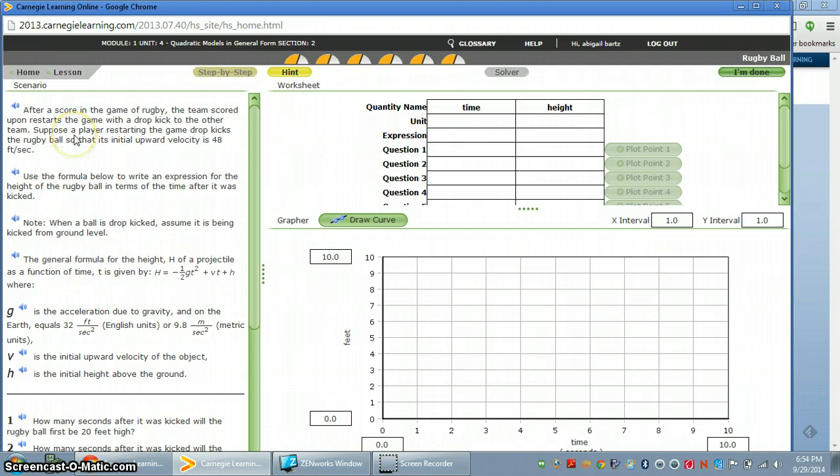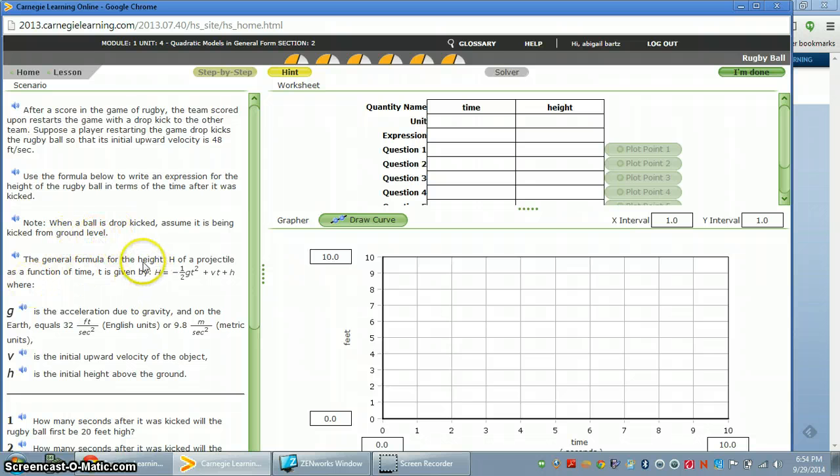Suppose a player restarting the game drop kicks a rugby ball so that the ball's initial upward velocity is 48 feet per second. Use the formula below to write an expression for the height of the rugby ball in terms of the time after it was kicked. Note, when the ball is kicked, assume it is being kicked from ground level.